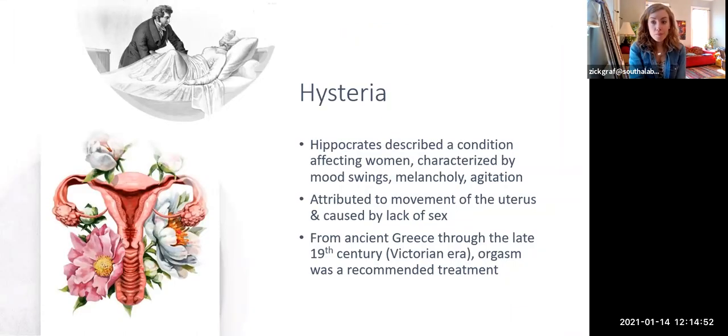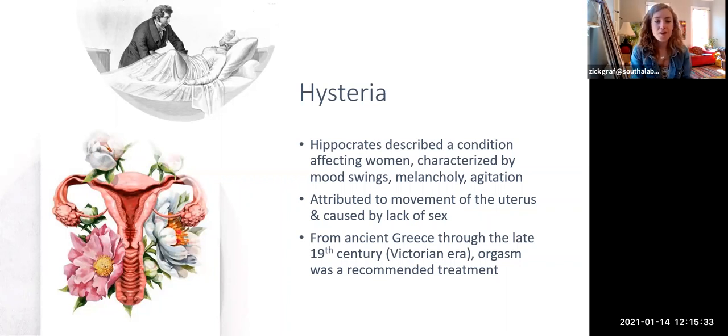Another example of a biological theory of mental illness, so again, thinking that there's a specific physical biological cause in the body that causes these symptoms, is the idea of hysteria, which dates back all the way to Hippocrates. This was believed to be a condition that affects women, characterized mostly by psychological symptoms, including mood swings, depressed mood, so melancholy, and agitation. And Hippocrates and other physicians attributed hysteria to improper movement of the uterus through the body, wandering uterus. And they believed that it was caused by a lack of sex, like not having enough sex, not having the right kind of sex.